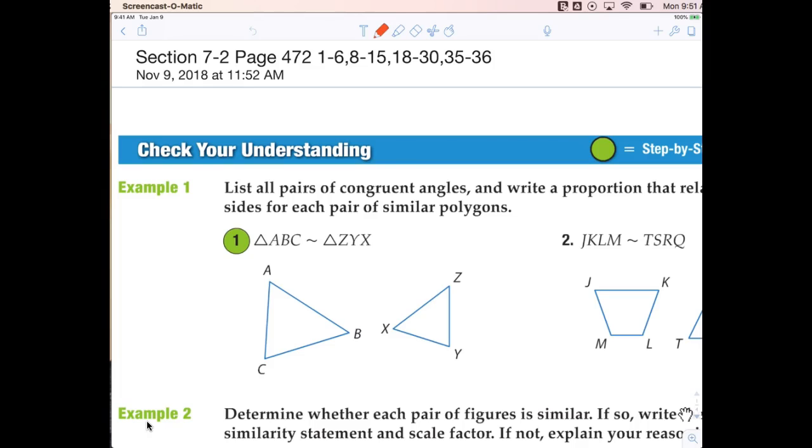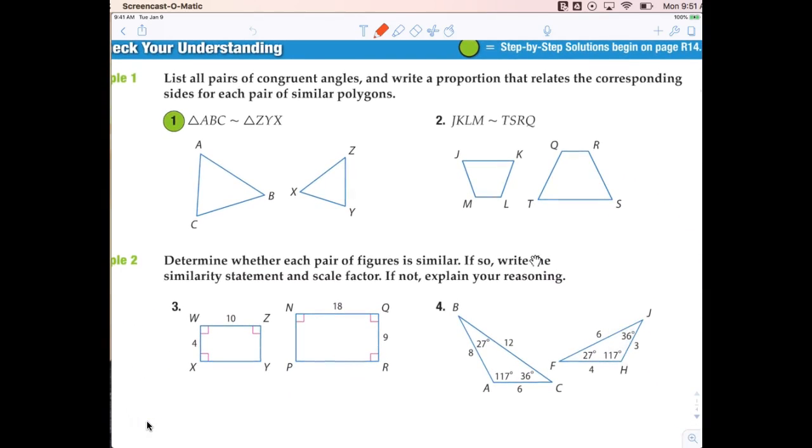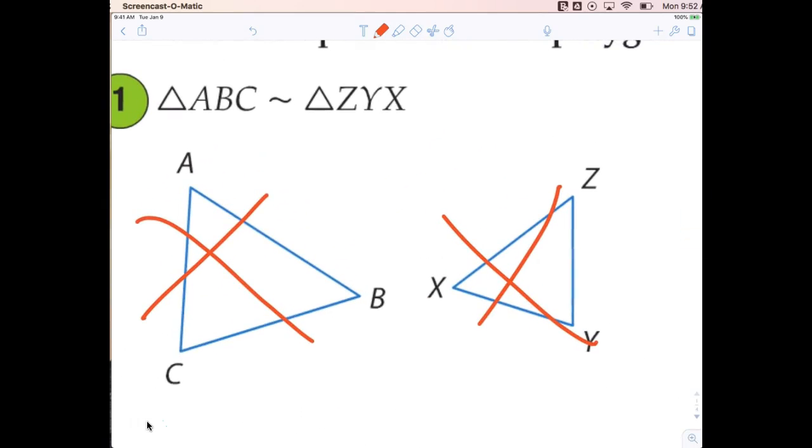Now, let's take a look at question number 1. It says, list all pairs of congruent angles and write a proportion that relates the corresponding sides for each pair of similar polygons. I always try to tell my kids, I don't even have to worry about the picture. This right here is what's important. This is called the similarity statement.